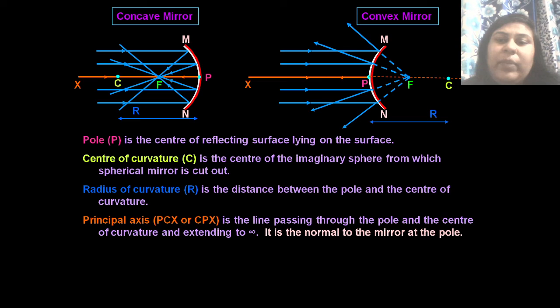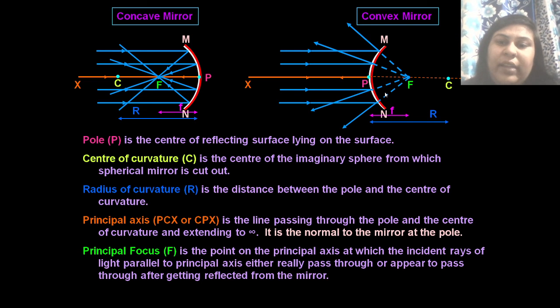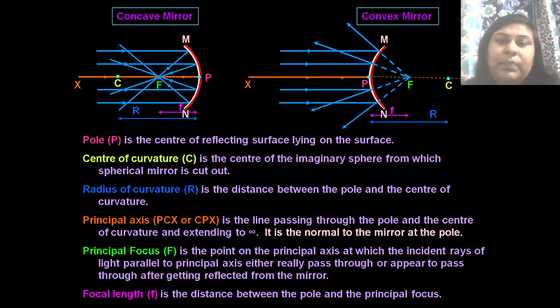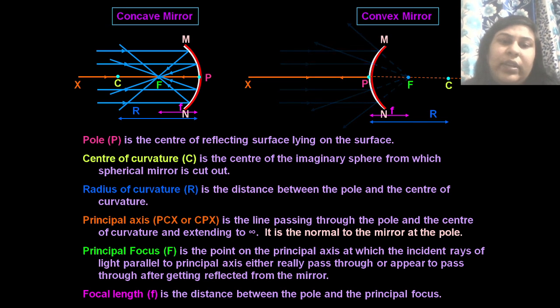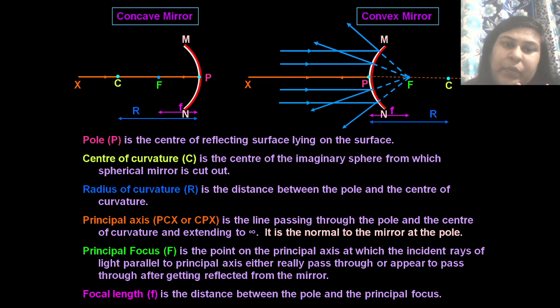The distance between P and F, that is, the distance between the pole and the focus, is known as the focal length, and it is denoted by the small f. So this is the focal length. Now MN is the aperture. Aperture means the length of the mirror. And there is a relation between these; first, I'm going to show you once again.